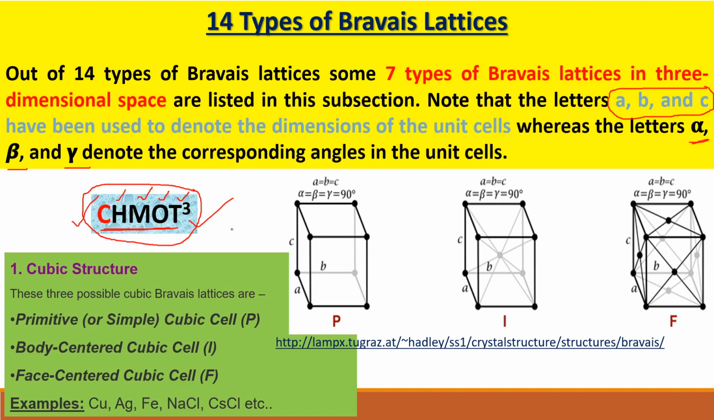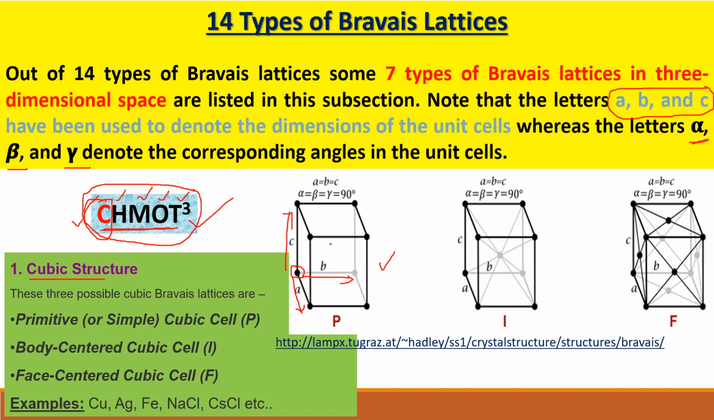So let us discuss the first type, that is the cubic structure, C. Inside the cubic structure, all 3 lengths of the unit cell are equal. If we consider this figure and the dimensions of the unit cell, consider this as the origin or center point of the atom, this is A, this one is B and this one is C.